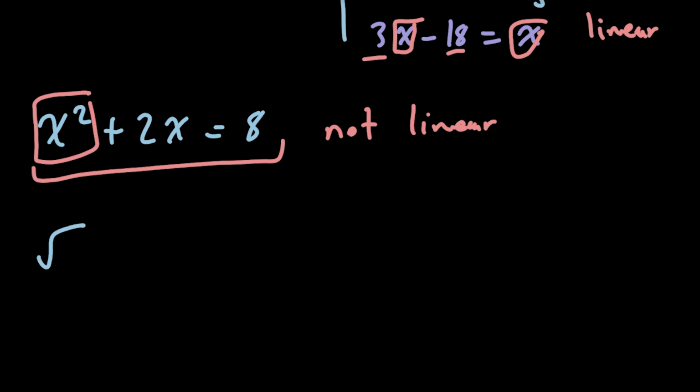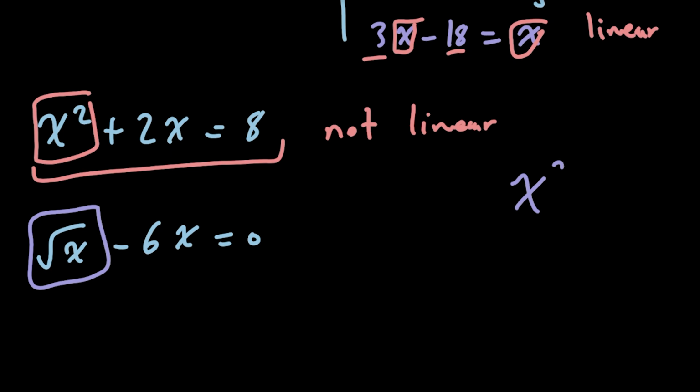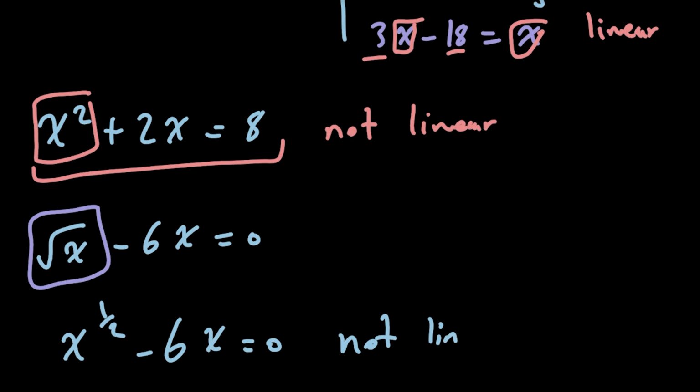Let's suppose we have the square root of x minus 6x equals 0. Just note here we have the root of x, which we don't want. We have to have just x's without powers or x in the denominator. This is nothing but x to the power 1 over 2 minus 6x equals 0. So this is not a linear equation. Why? Because we have a root here, or a power here.